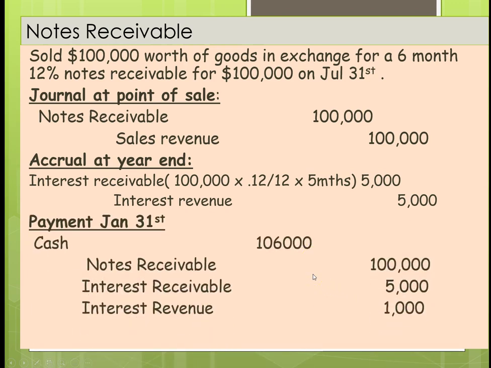Then when we make our final payment, we would book the last month's interest revenue, take the receivable and the note off the books, and book the cash. That one's relatively easy.